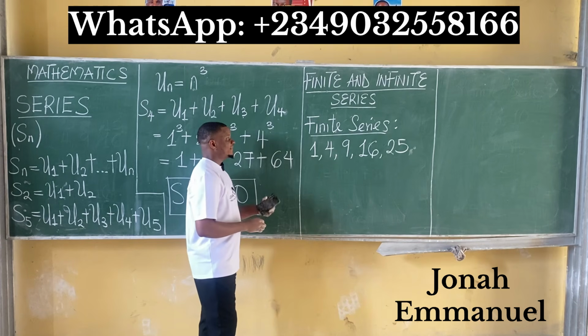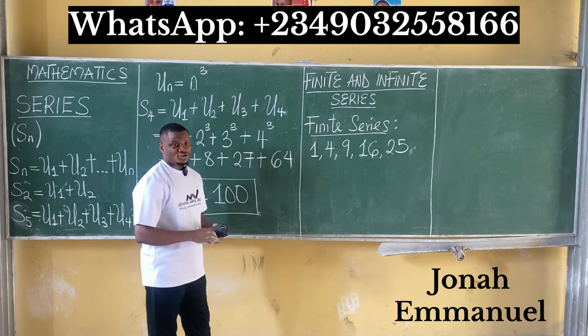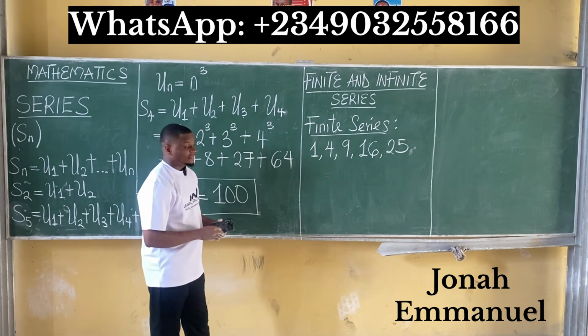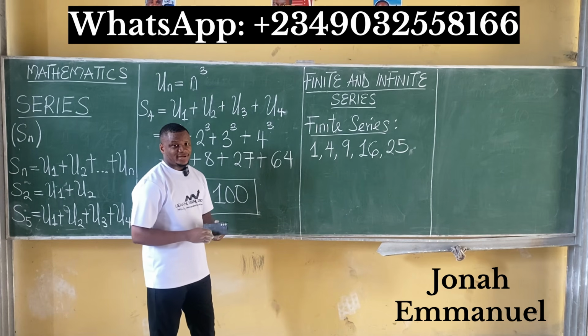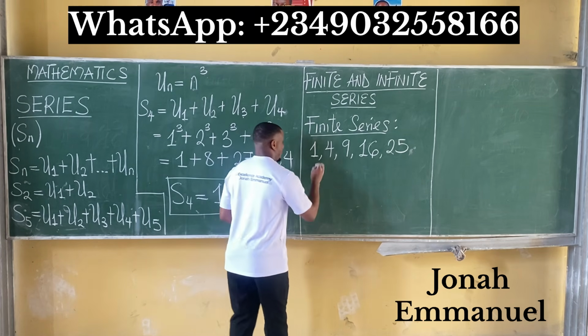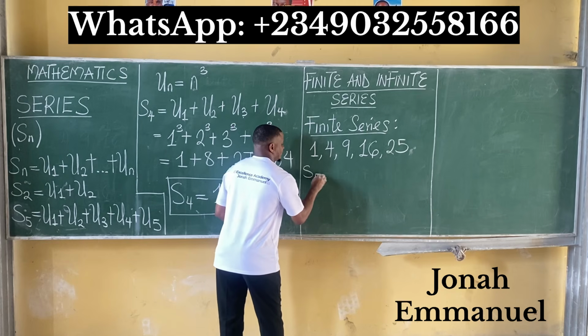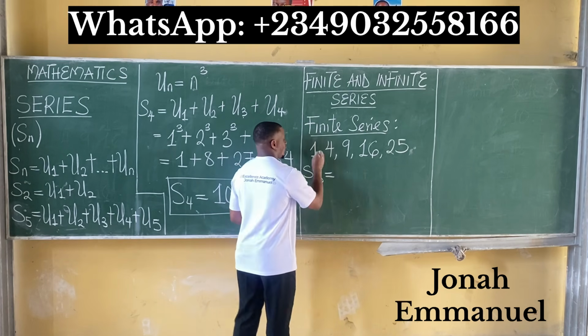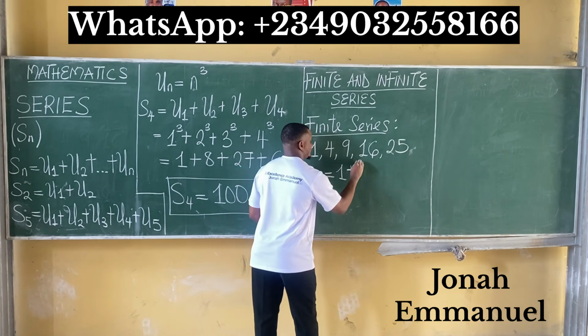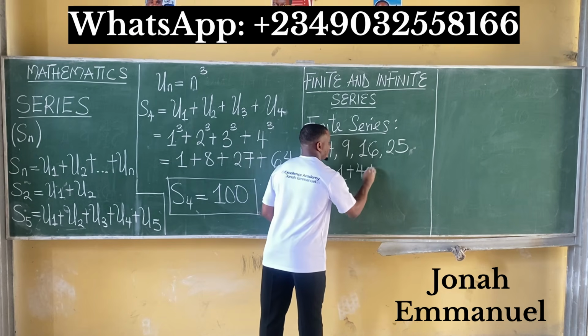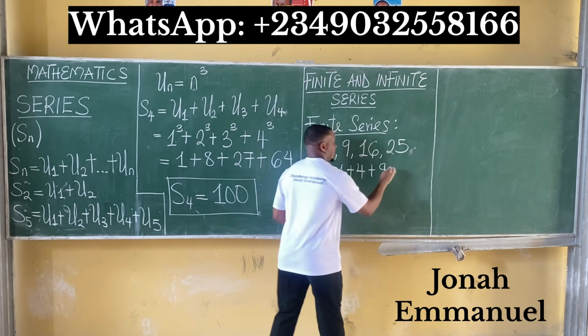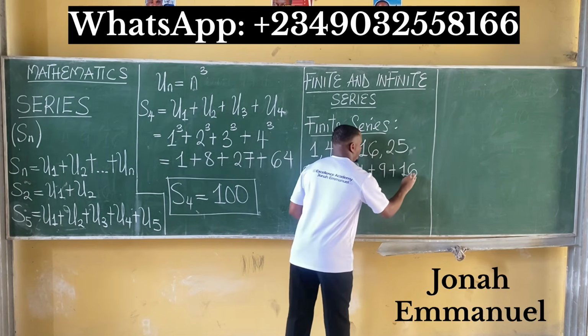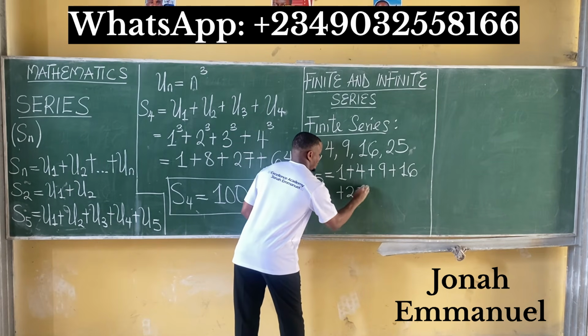You're asked to find the sum of the first 5 terms of this particular sequence. How do you do that? From here, we'll have that S5, the sum of the first 5 terms, becomes 1 first term plus 4 second term plus 9 third term plus 16 fourth term plus 25.